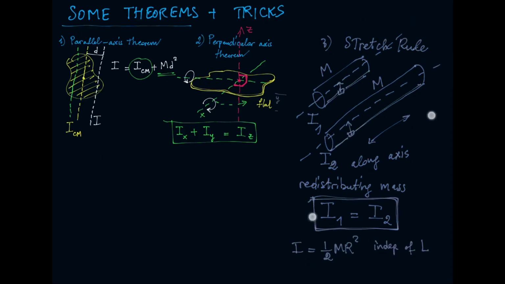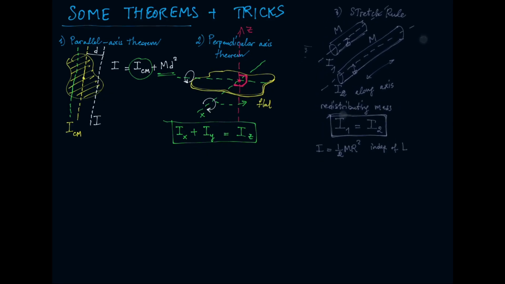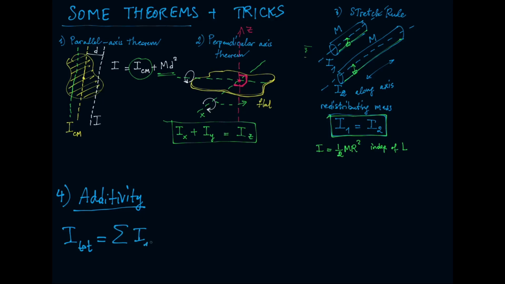Let's squeeze this. Now, last but not least, trick number 4, which is arguably the least utilized. Maybe that's unfair. But anyway, it's called the additivity. I don't know if this is the official name, I don't know if it has an official name, but it's essentially the fact that the total moment of inertia of a system of objects is simply the sum of the individual moments of inertia.